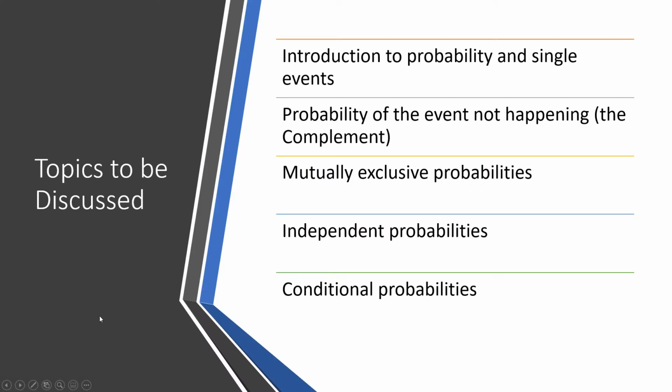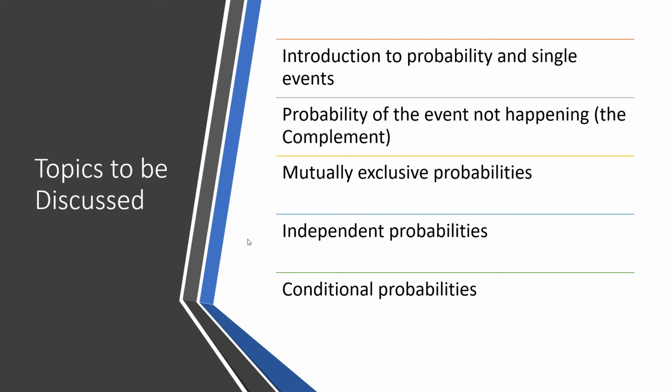So the topics we will discuss in this: we've got introduction to the probability of a single event, the probability of an event not happening, or the complement of the probability. We've got mutually exclusive probabilities. So what that means is if 2 or more events cannot happen at the same time, they're said to be mutually exclusive.